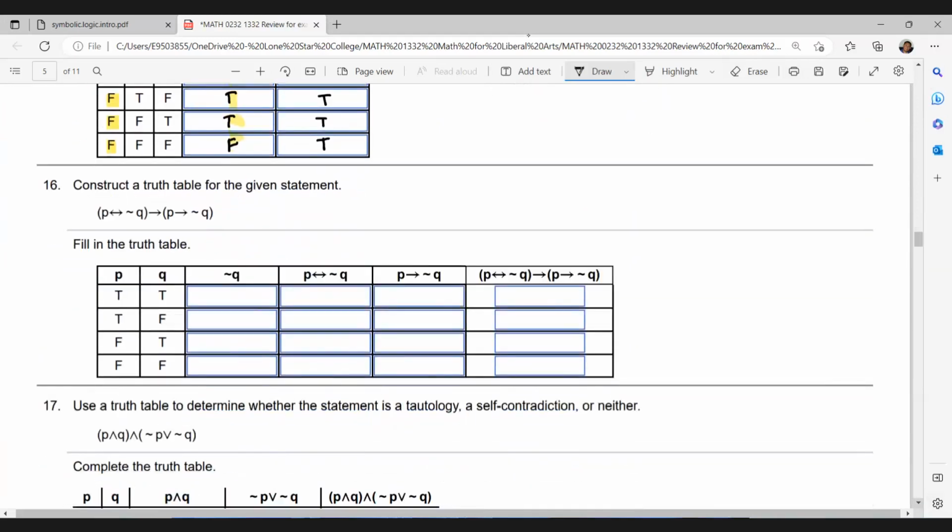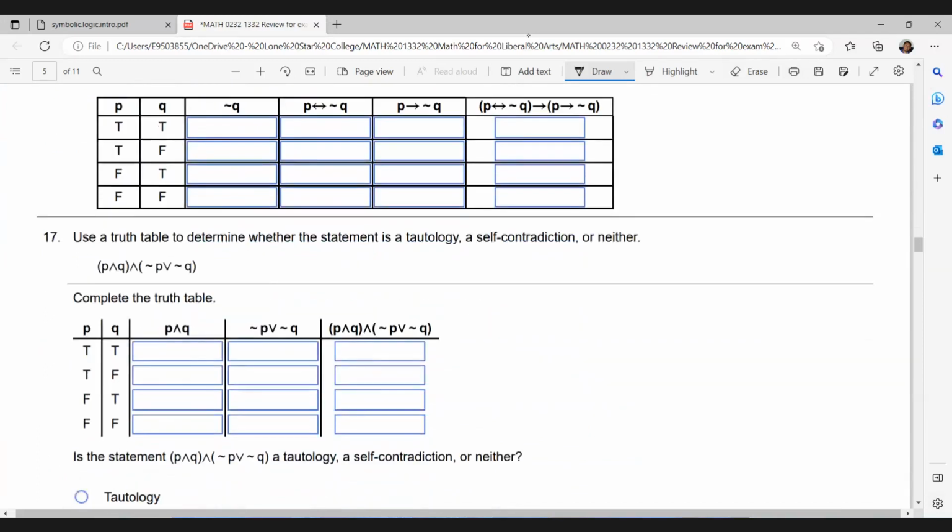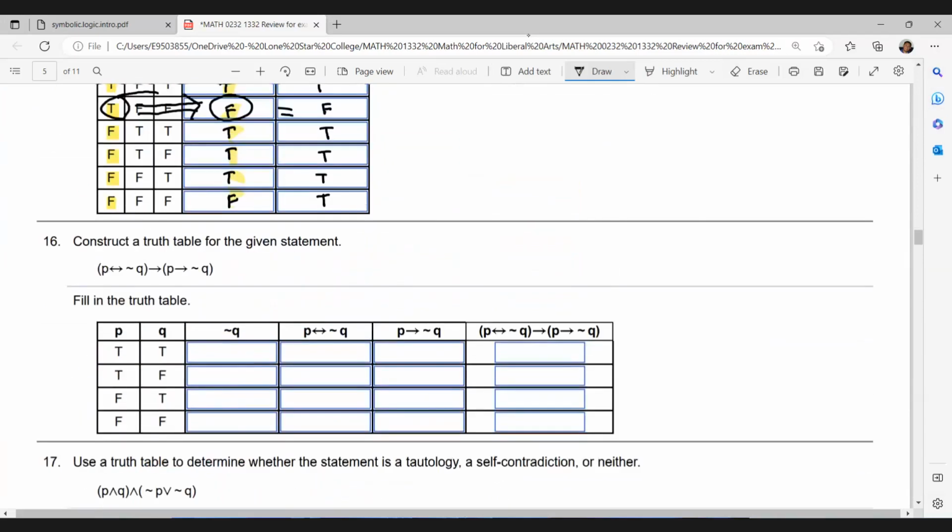All right. Fill in the truth table. Here they were getting a little bit more complex, and then another one there. It's just a whole bunch of this. Okay, so they want us to negate Q. So that will be false, this will be true, false, true. Now they want us to use the biconditional. The biconditional is only true if the previous two statements have the same truth value.